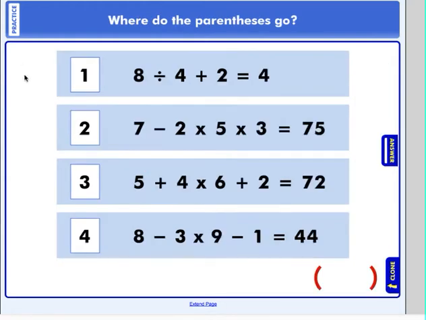Okay, and again, in these problems, I want you to decide where the parentheses need to go in order to be true sentences. Pause the video and figure that out, and then resume the video.